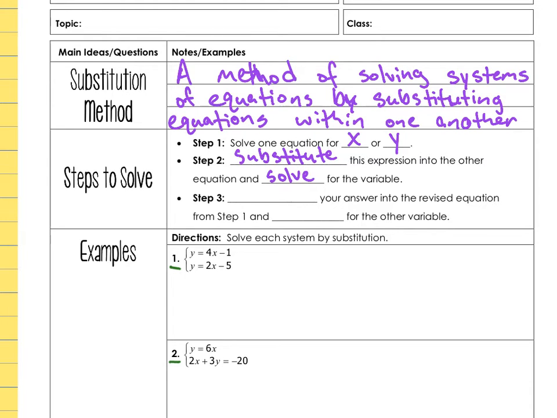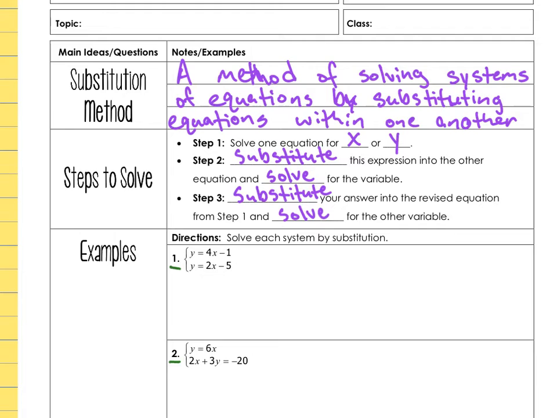Once we know what that other variable is, we're actually going to take that and substitute our answer, substitute or plug in, into the revised equation from step 1 and solve for the other variable. So a lot of this comes back from semester 1 when we were talking about solving equations and some of the basic calculator work that went with it. So we're really going to just dive into this. Let's not think about the steps so much right now as just using them to solve each system.